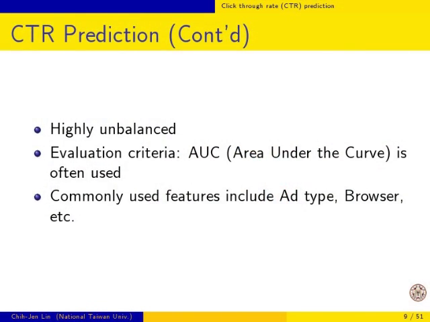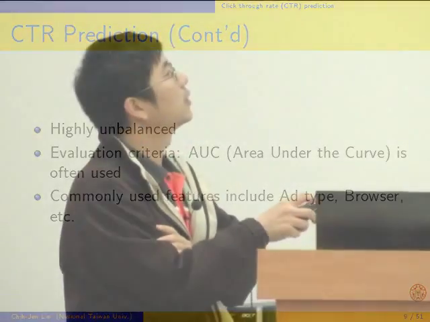There are some special properties about CTR prediction. First, this data set is highly unbalanced because most of the data instances are negative. Only very few of them are positive. Therefore, the evaluation criterion cannot be accuracy anymore. Usually, people use AUC, the area under the curve. That's the major evaluation criterion. There are a bunch of other criteria for unbalanced data that can also be used. And about features, for example, the type of the advertisements and the browser that the user is using can all be considered as features. But I'm not going to focus on features in my talk today.